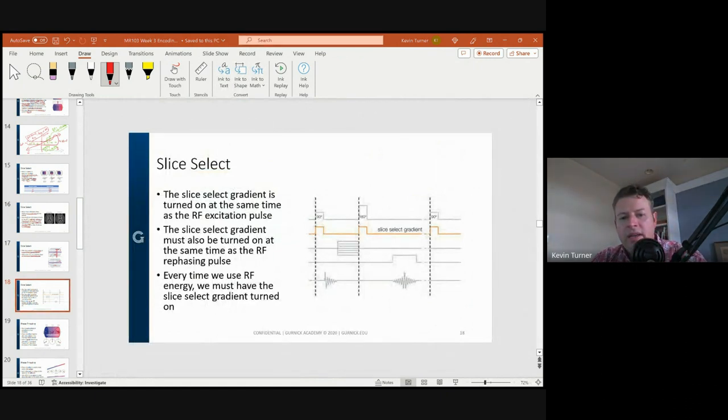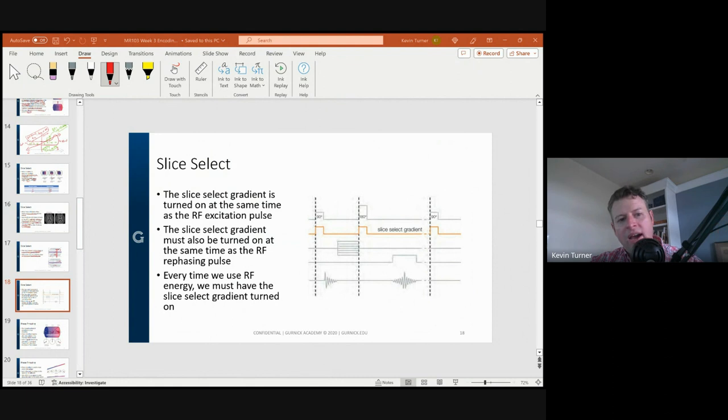Next thing we need to know about these gradients is they turn on and turn off at certain times during the pulse sequence. Once again, remember, we're building our way up to understand what a pulse sequence is here. But if we look at the word pulse sequence, what does it mean? The pulses are RF pulses and gradient pulses. And we want to know the sequence in which they happen.